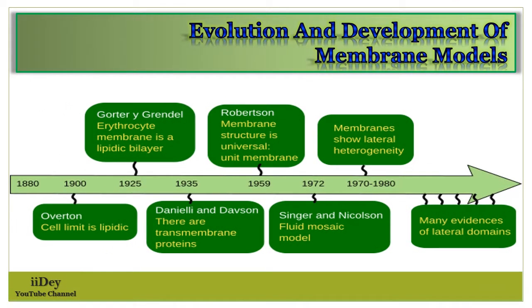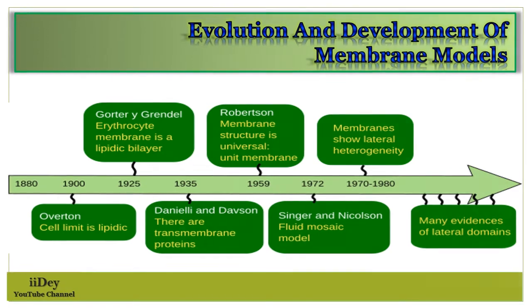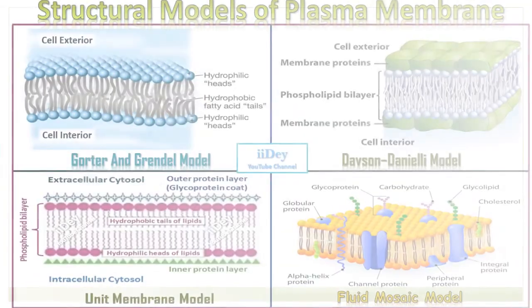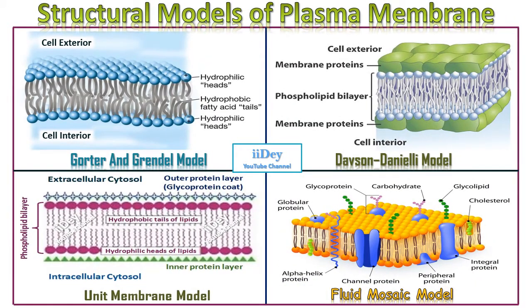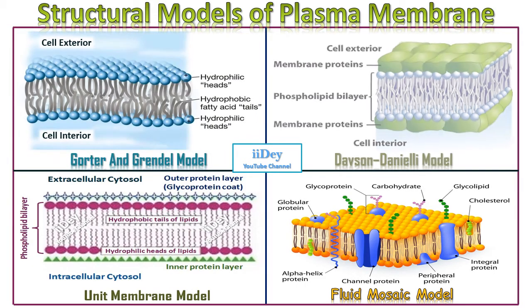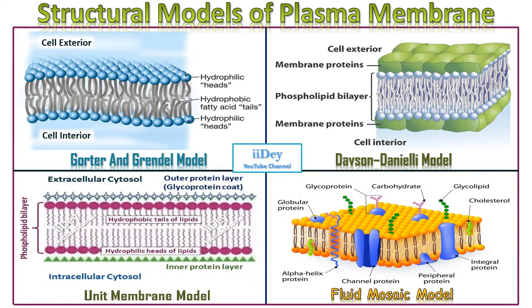Here is the flowchart showing the evolution and development of membrane models. Since the late 19th century, a series of pioneering experiments were done by many scientists, and they developed different membrane models over the years. A few important ones are shown here. Here, we shall explain 4 primary models: Gorter and Grendel model, Davson-Danielli model, unit membrane model, and fluid mosaic model.